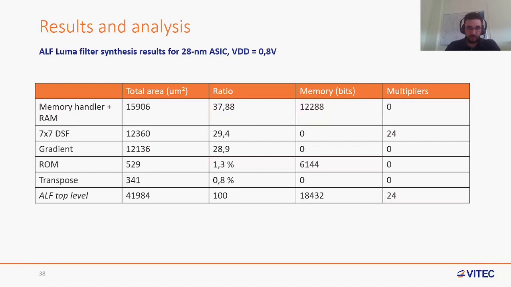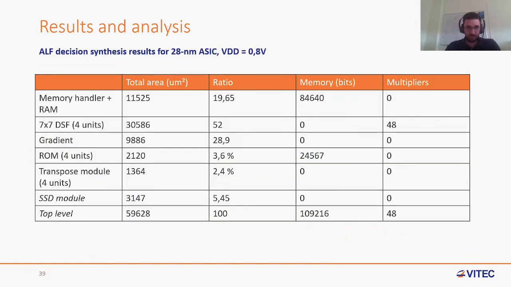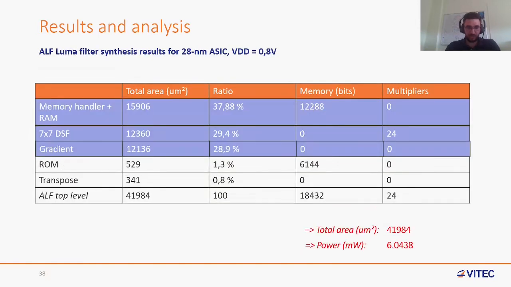For the Luma filter phase, which is the second phase, we synthesized this module for 28 nanometer ASICs with 0.8 volt input voltage. We note that the total area of the design is around 42,000 micrometers square, with a power consumption of 6.0 milliwatts. As we can see, most of the area is consumed by the memory handler and the RAM, with 38% of the total area. The least consuming module is the gradient module, with 28.9% of the total area.